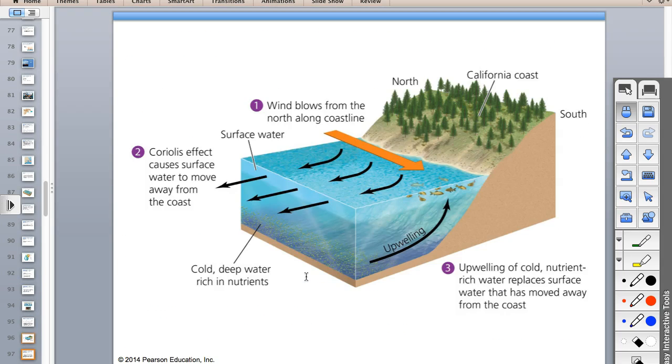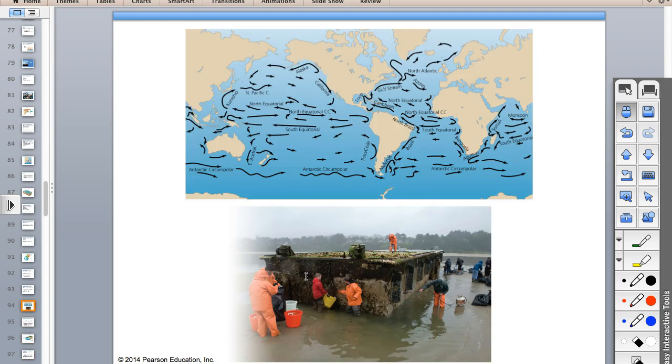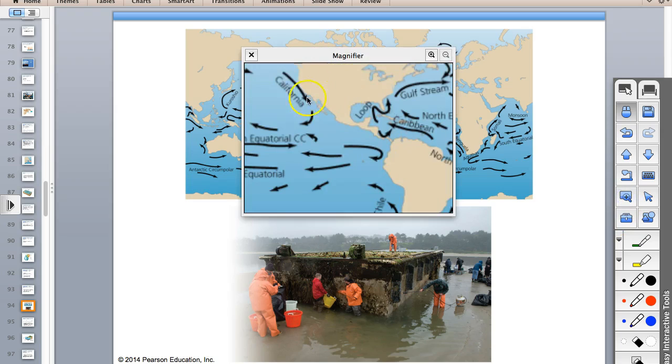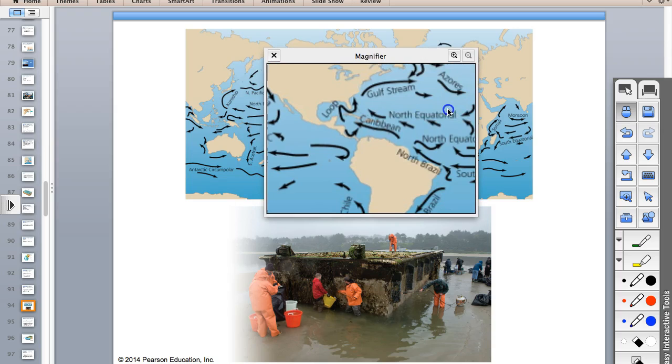I was going to talk about currents. There they are. I'll zoom in on these. So you can see, off the coast of Alaska, the current comes down. There it goes. It comes down to California, and then we have this water from the Caribbean come into Florida. And so that's the difference.